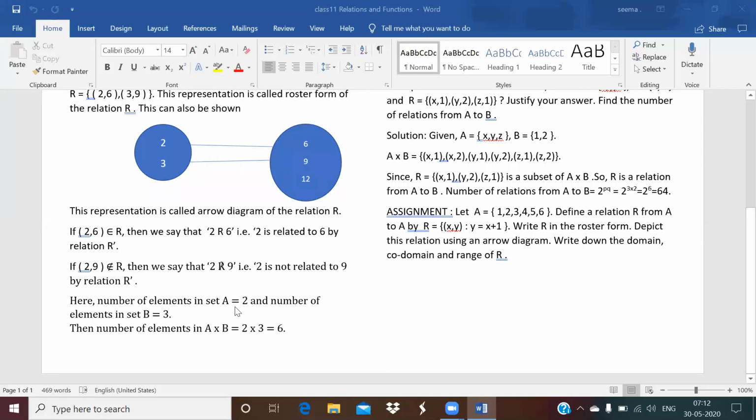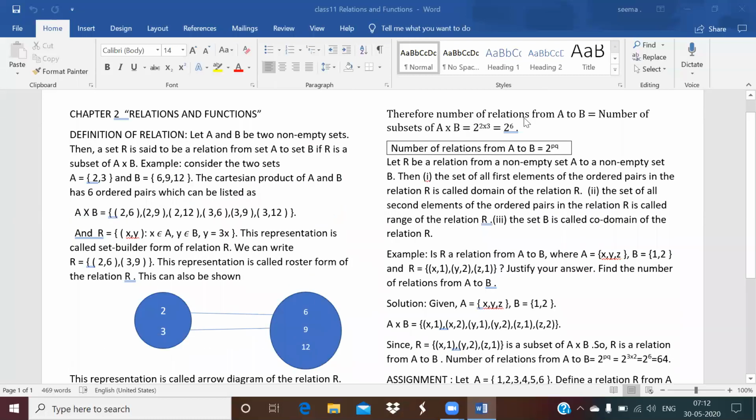The number of elements in set A is 2 and the number of elements in set B is 3. Therefore, the number of elements in A cross B is 2 into 3, that is 6. And what is the number of relations? The formula is 2 power 2 into 3, that is 2 power 6. That means the number of relations from A to B is 2 power PQ, where P is the number of elements of the first set and Q is the number of elements of the second set.